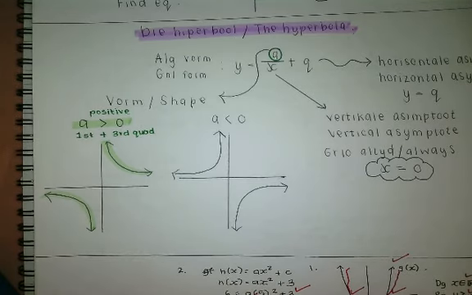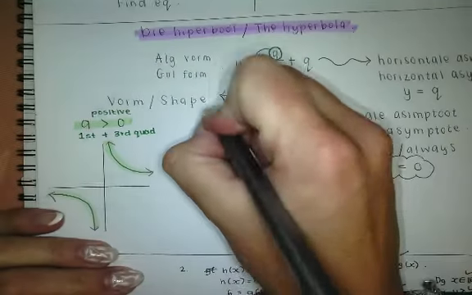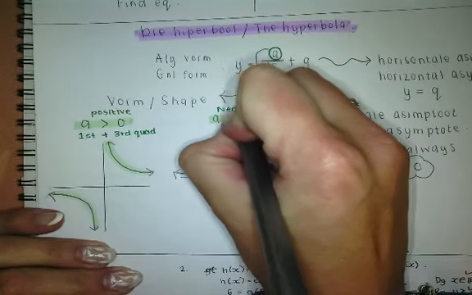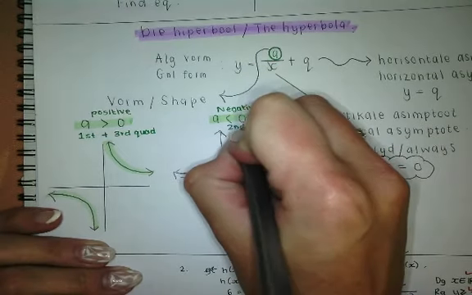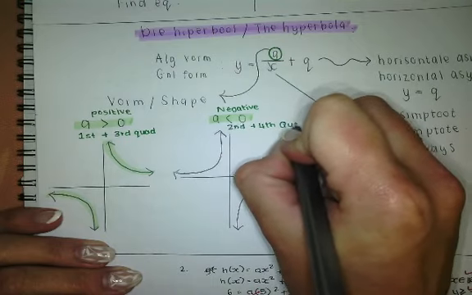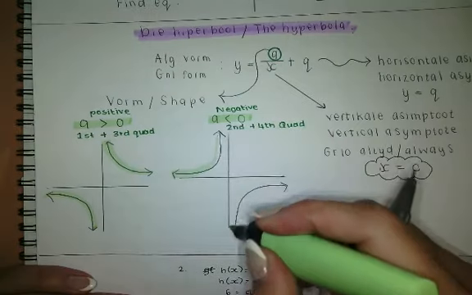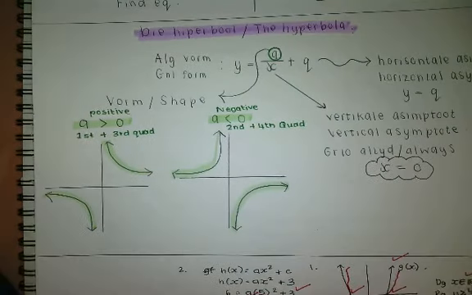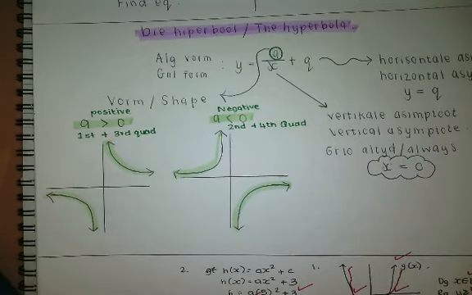Right. If a is less than 0, meaning it's negative, the two arms of my hyperbola are going to lie in the second and fourth quadrants. Meaning if that number is minus 2, minus 3, minus 5, minus 10, it's going to lie in the second and the fourth quadrant. Okay, moving on.